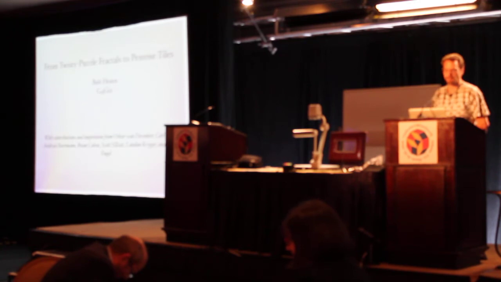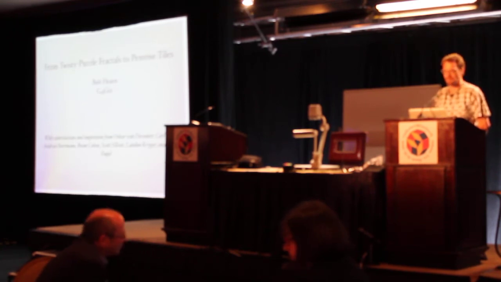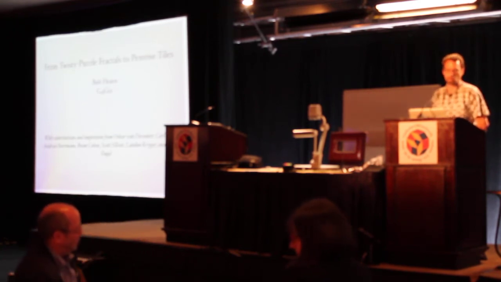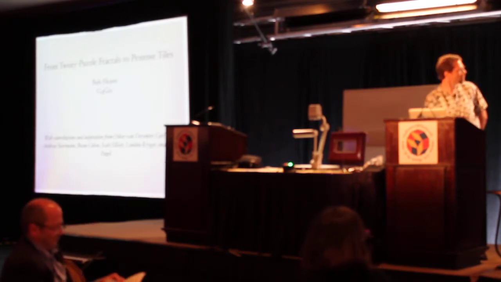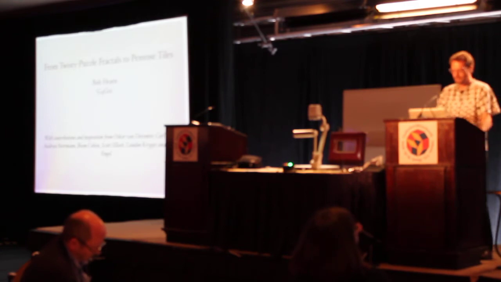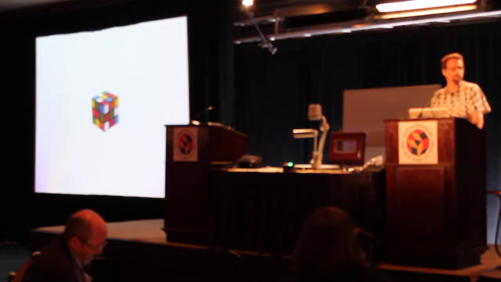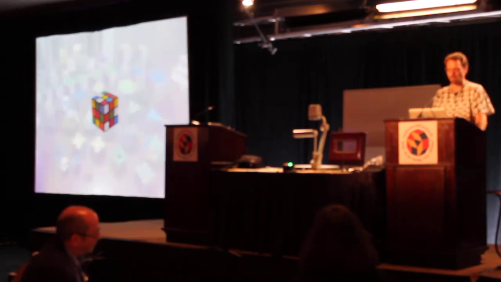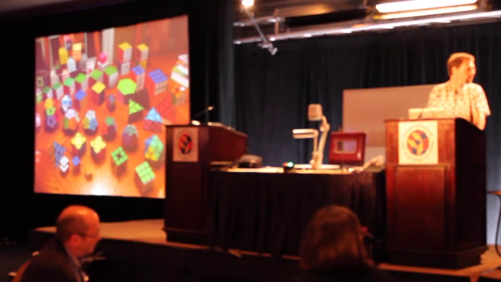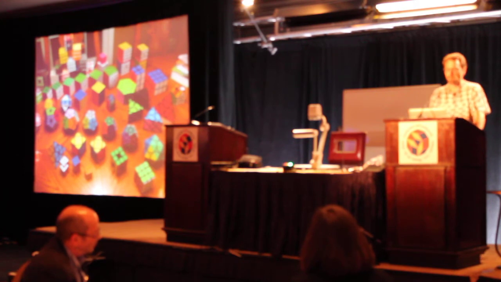I'm going to be talking about some very surprising to me connections that I have run across between seemingly unrelated areas of recreational mathematics, as you might have gathered from my talk title. And I'm going to be starting with Twisty Puzzles. So what's a Twisty Puzzle? Well, Rubik's Cube is a canonical example. There's all sorts of strange variations that you might have seen floating around.